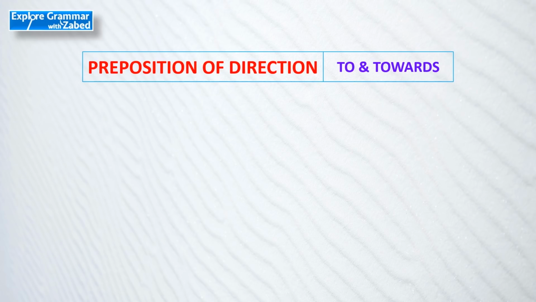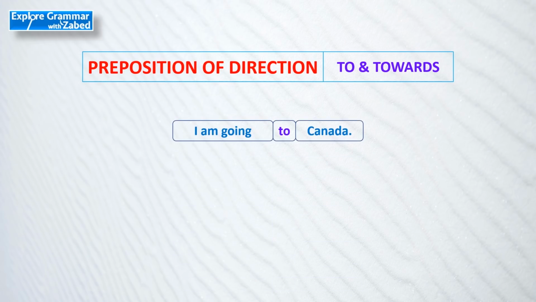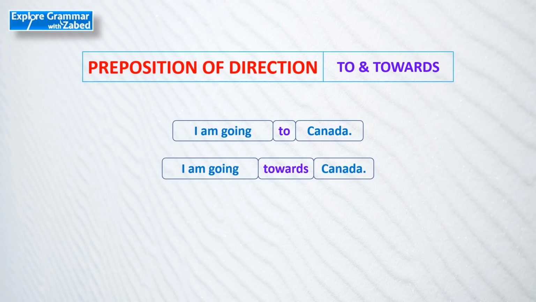Please read the two sentences given on your screen. I am going to Canada. I am going towards Canada. Now, these two sentences may sound similar, but there is a difference. And the lack of knowledge of this difference leads to confusion while opting for to and towards.